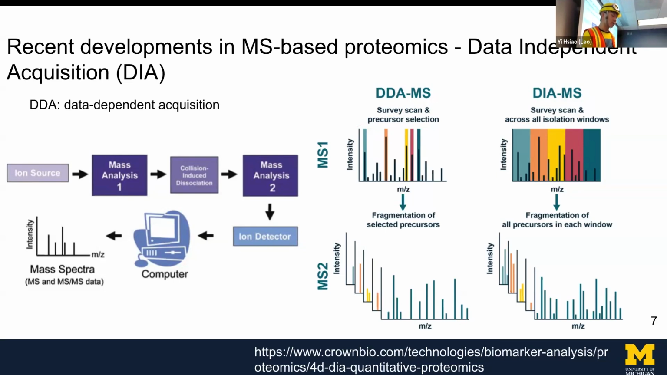And no matter which technique you are using, computers still play an important role here, since you can see the complex data structure. You have MS1, and for every MS1 you will derive several MS2, and you need lots of different algorithms and informatics tools to do the analysis.